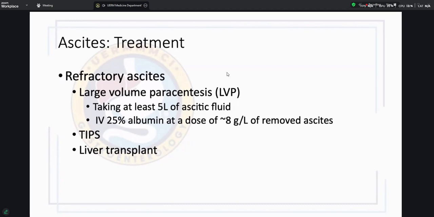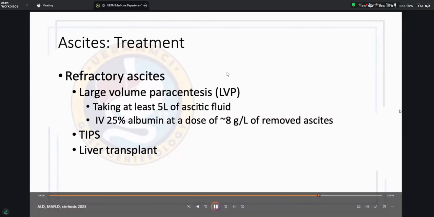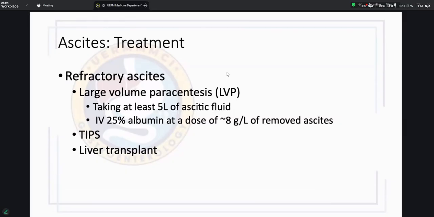Being a volume expander, albumin counteracts the sudden drop in effective arterial blood volume after fluid drainage. Then the next option is TIPS. Again, TIPS is done to reduce the portal hypertension and therefore decrease its effects like ascites. Again, the risk is encephalopathy. And since ascites is a sign of decompensation, there should be a consideration for liver transplantation.